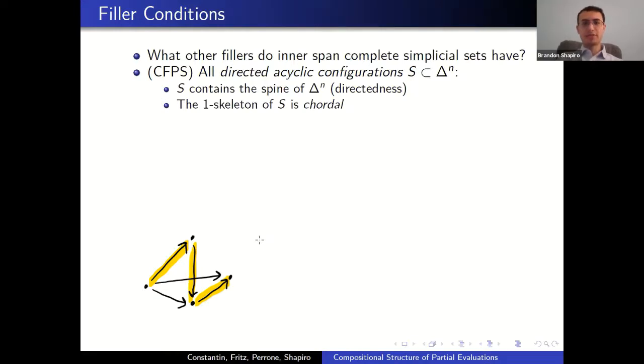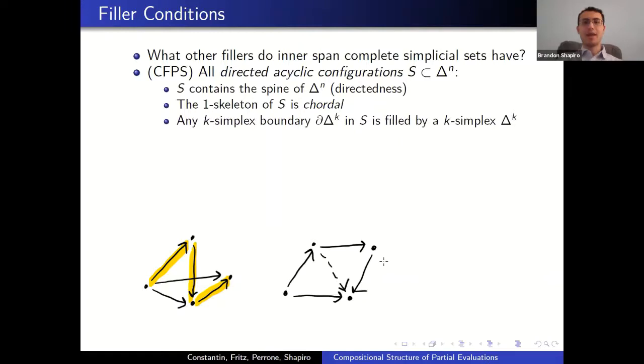Their one skeleton, which means their vertices and edges, needs to be a chordal graph. So if you have any cycle of length greater than 4, where we ignore the directions of the arrows. So this is a 4 cycle despite the strange directions. And it has a chord, which means an edge cutting it up into smaller cycles of length 3 eventually. And then any simplex boundary, for instance, a length 3 cycle, which bounds a triangle, can be filled in.